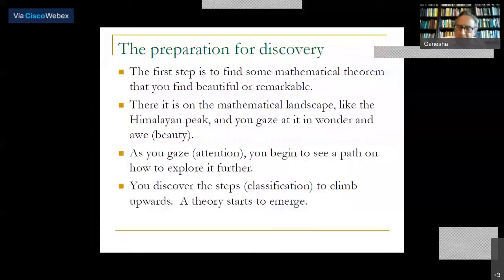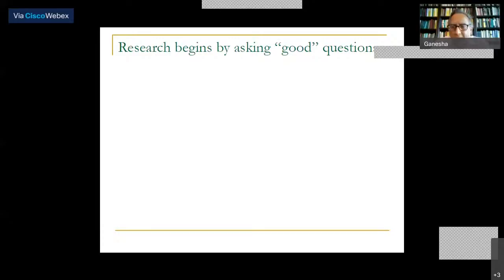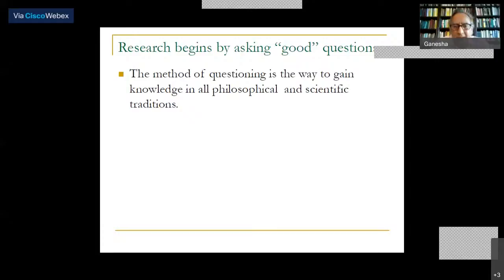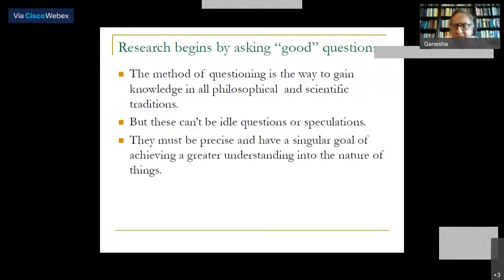Having discussed the art of research, let me now discuss the science of research. Research begins by asking good questions. That's the essence of research. The method of questioning is the way to gain knowledge in all philosophical and scientific traditions. But these can't be idle questions or speculations. They must be precise and have a singular goal of achieving a greater understanding into the nature of things.